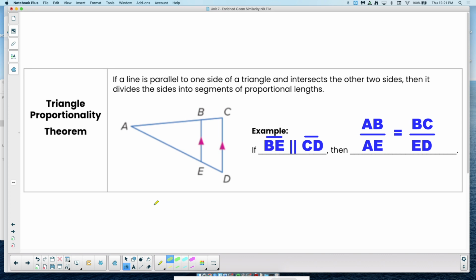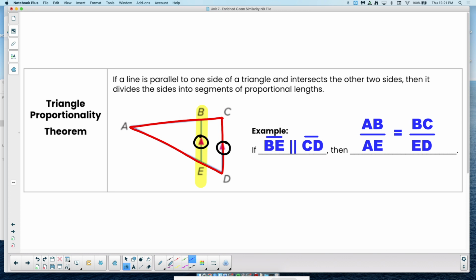Let's just break this down real quick. So we have our big triangle, ACD. Do you all see that with me? This big guy right here. And then we have this line here, BE, that cuts through it, but it's parallel to our third side. Right? We got those parallel arrows there. So if this happens, it cuts those two other sides, AC and AD, proportionally.